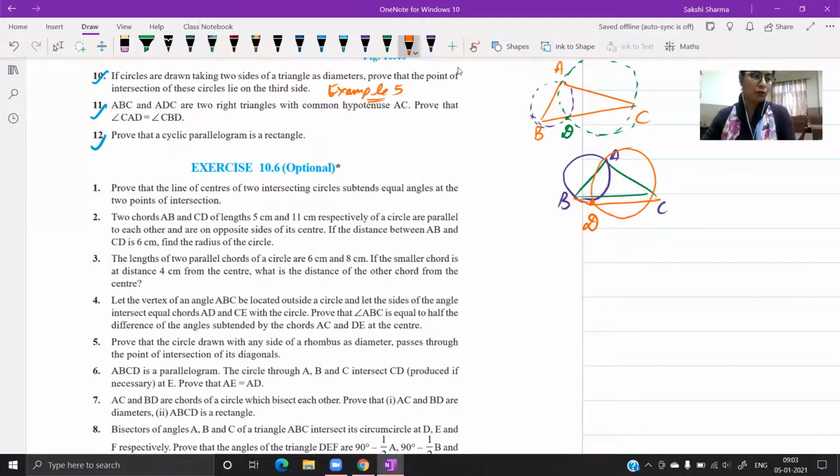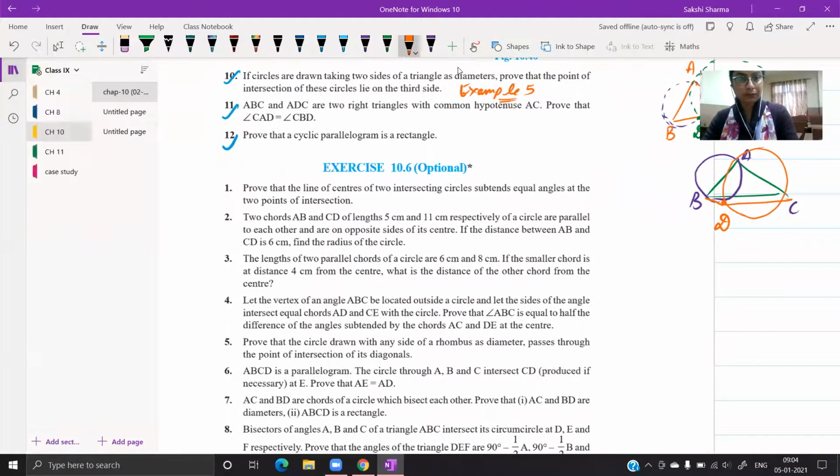And I guess that's what the example is. Example number 5, you prove that the point of intersection lies on that side which joins the two ends of the diameters. So the question is similar. So what you will be doing is taking the two circles one by one, considering their diameters. We want to draw the common chord first of all. Let's draw the figure.